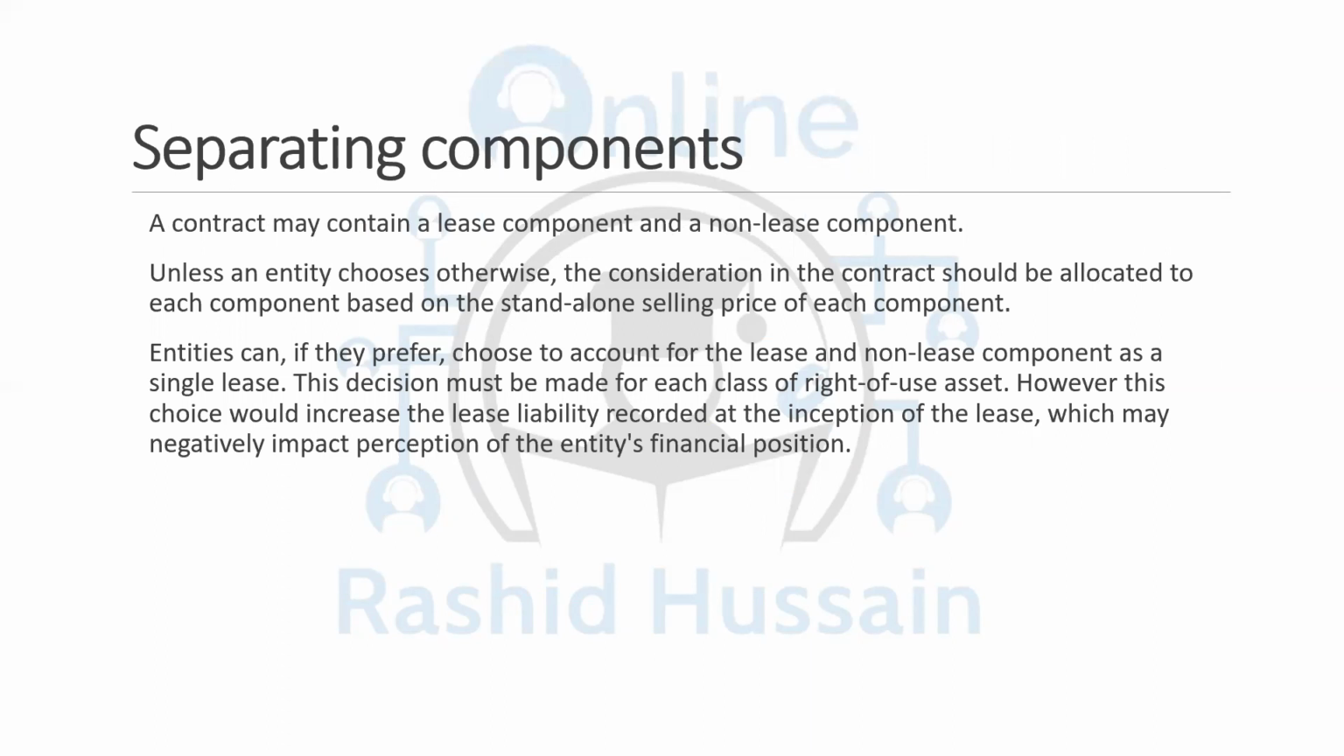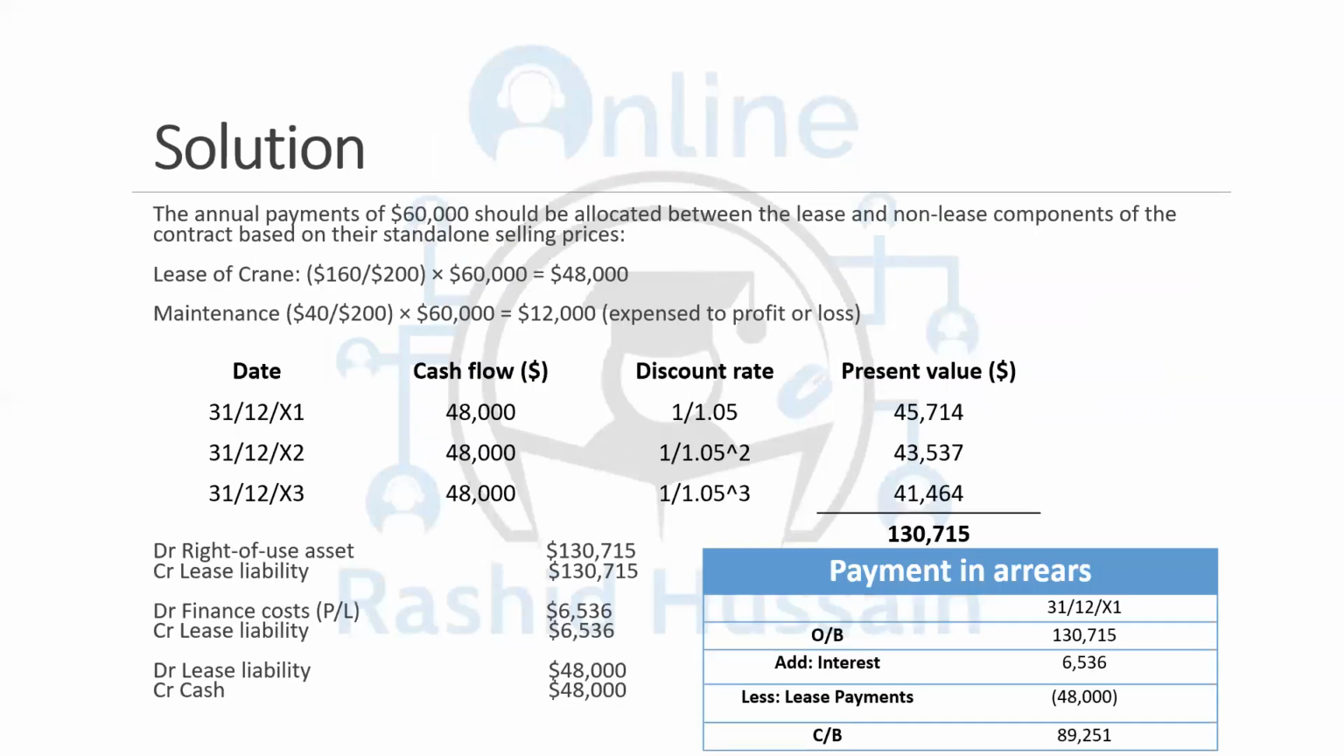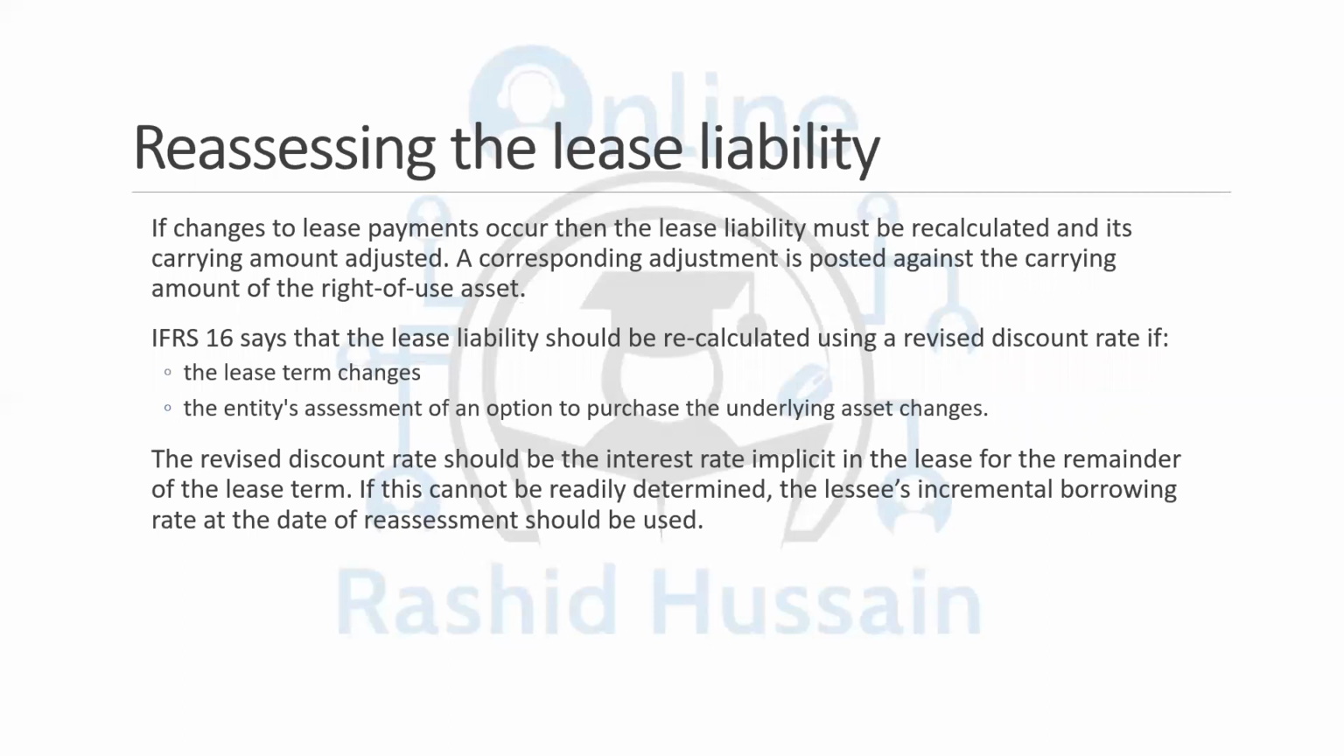Separating components means sometimes we enter into a transaction which contains a lease and non-lease component. Let's assume you are giving a machine on the lease and you're providing the maintenance services as well. Now, giving the machine on the lease is a lease component and providing the service is a non-lease component. So the entities can choose to bifurcate those things, record the lease component separately and the non-lease component separately. The lease component will be recorded within the statement of financial position. The non-lease component will be recorded within the statement of profit or loss as an expense.